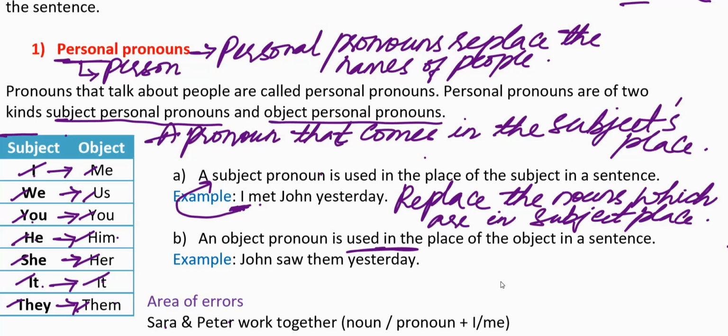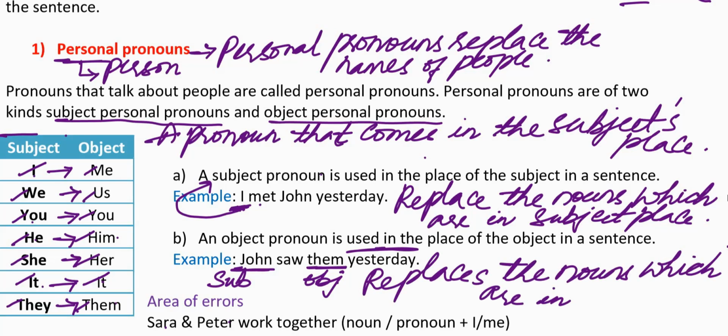John saw them yesterday. So John is the subject. John saw who? Them. Them is the object. So we are not writing the noun here. We are replacing the noun by using object pronoun, which is them. So what is an object pronoun? An object pronoun replaces the nouns which are in object's place.